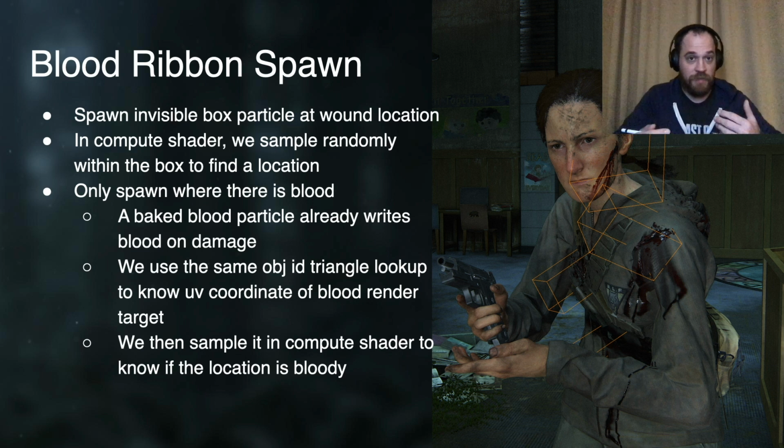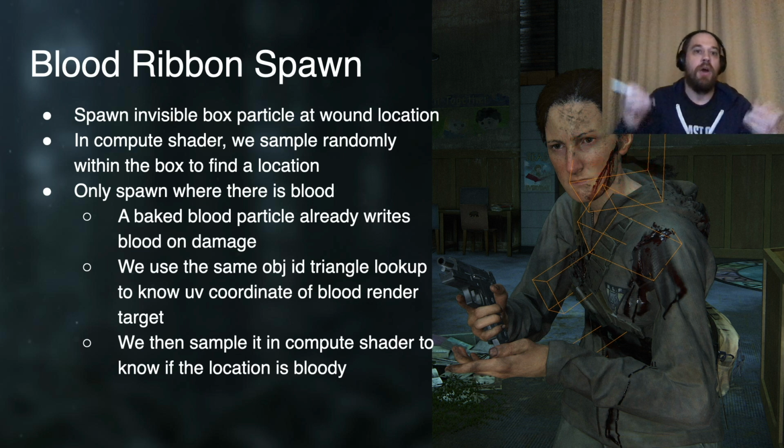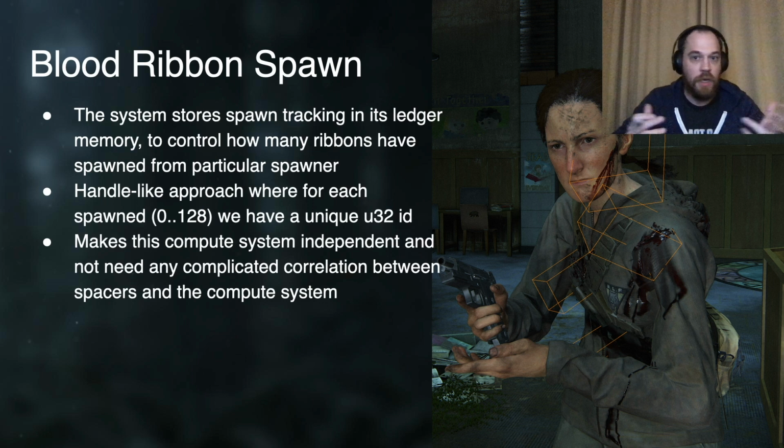But because we do have this conversion from screen space to UV space, we can say, okay, I landed on a character. What is your UV? What does your render target say? Are you bloody? If the pixel is bloody, that's where we spawn those ribbons. So we randomly try to spawn everywhere. As soon as we land on the blood, we start spawning the drips. So you see the blood only spawning from those locations where the cuts actually happened. Really good.